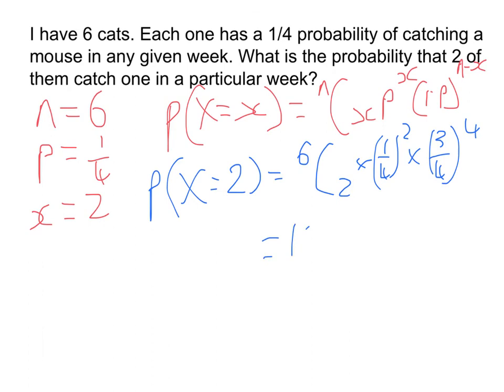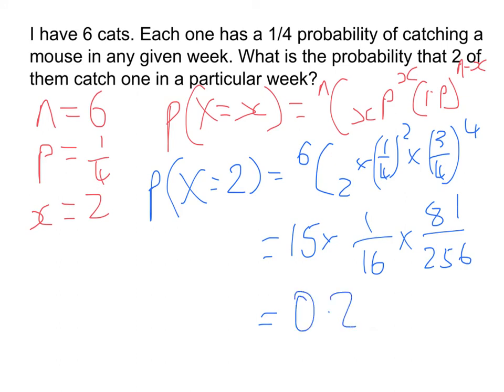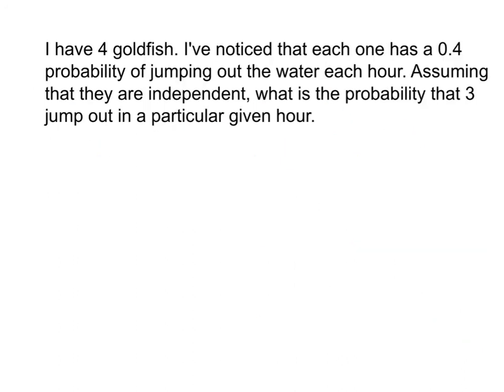Okay, and that equals 15 times 1/16 times 81 over 256. That's going to be too nasty to write as a fraction. So instead what we're going to write is a decimal, 0.2966. So we'd expect that almost 30% of the time we would end up with exactly two of our cats catching a mouse. Here's one for you to have a try with.